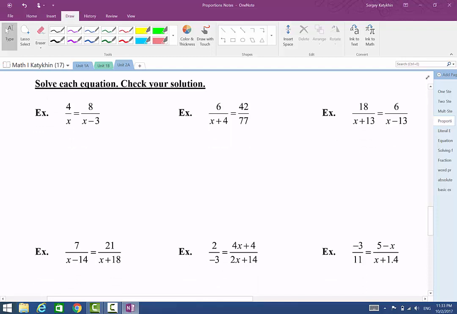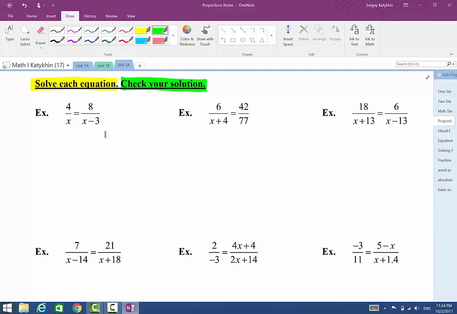So the next few problems are going to be a little bit more challenging. You have to solve each equation and then check your solutions as well. The reason these are challenging is because, as you can see, we have to use additional properties to solve these. So let's go ahead and look at how we're going to do that.